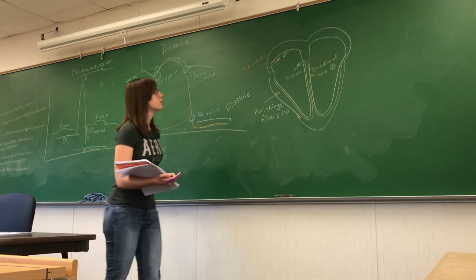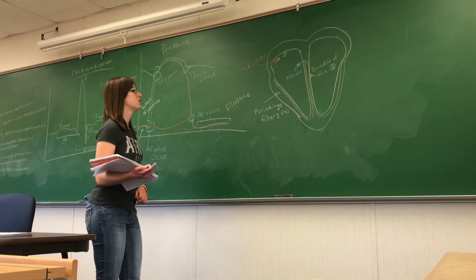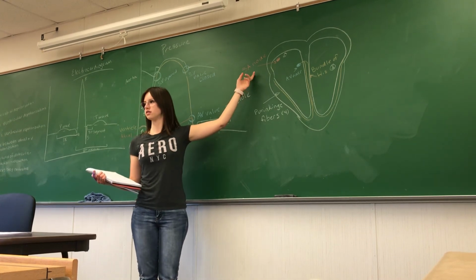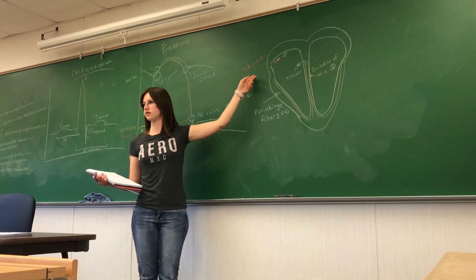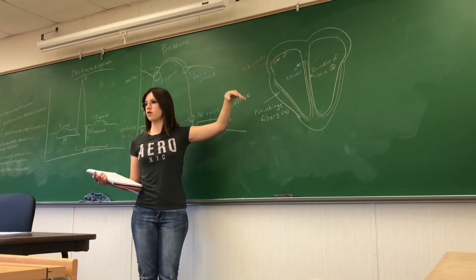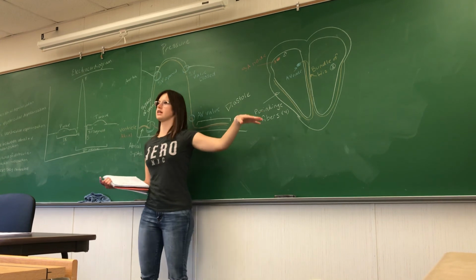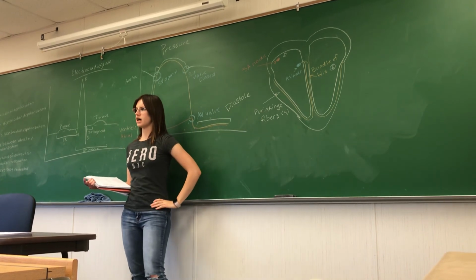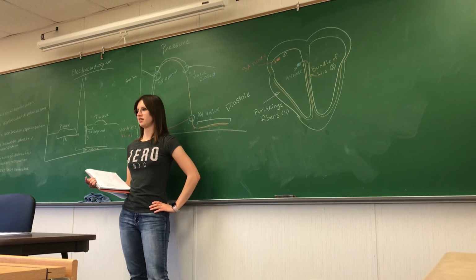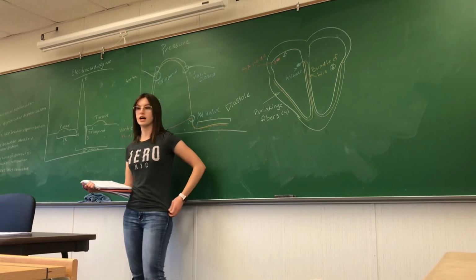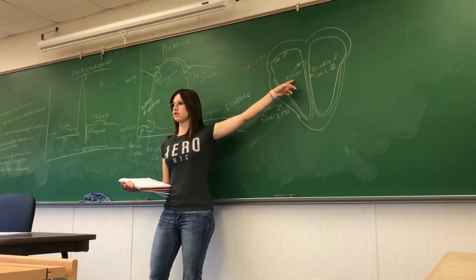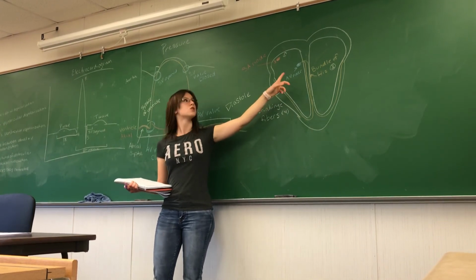And if the SA node conks out, do you die? If all your SA node cells die, would you die? No, because isn't there one to back it up, like between 30 and something beats per minute? Yeah, the AV node. The AV node can take over.